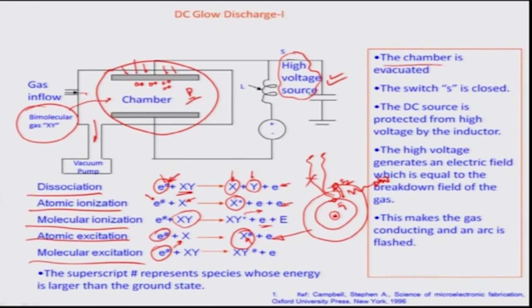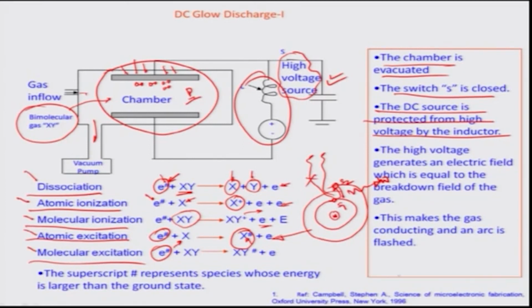So the chamber is evacuated, the switch S is closed, and the DC source is protected from high voltage by the inductor. You can see there is a DC source, I'll talk about later why a bias is needed, this is for sustenance of the plasma. So you are creating the following events in this chamber because of the electron discharge. The high voltage generates an electric field equal to the breakdown field of the gas, and this makes the gas conducting, and an arc is flashed. So there is an arc here.